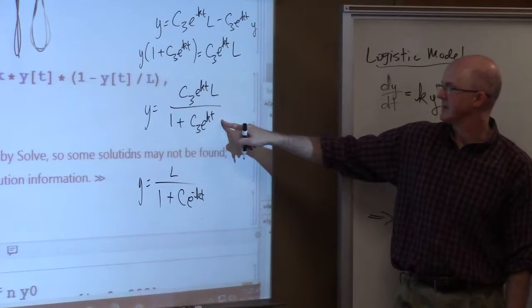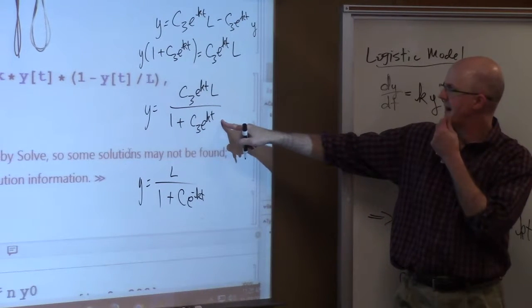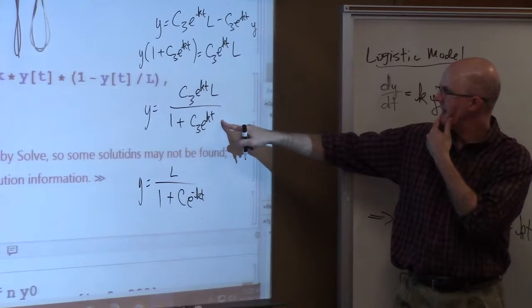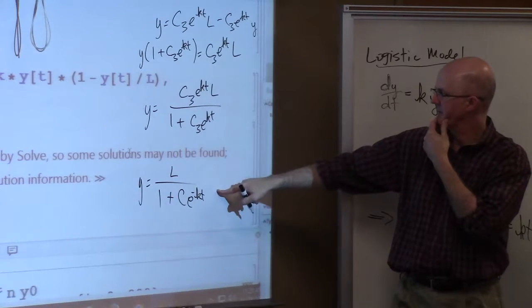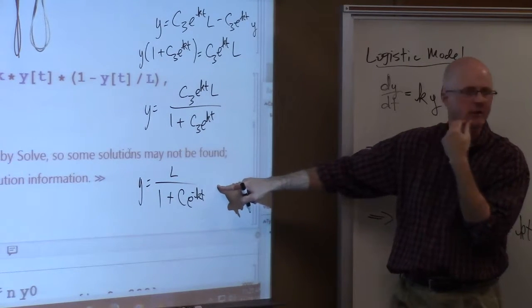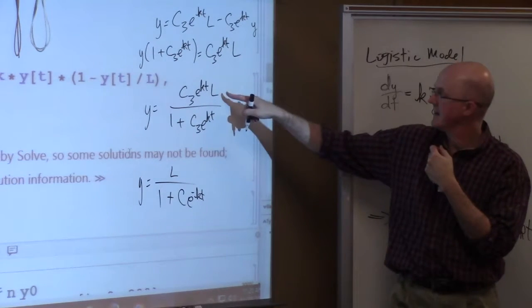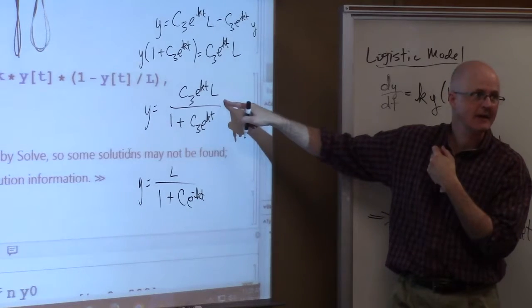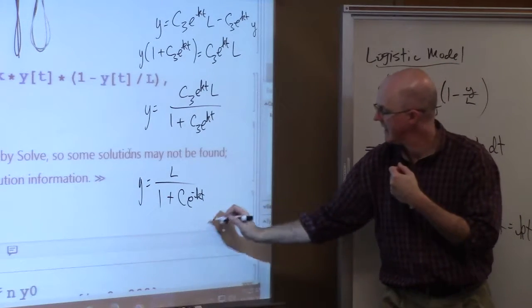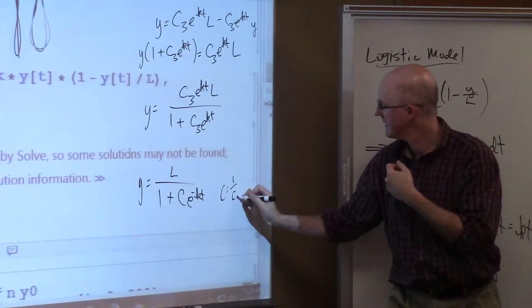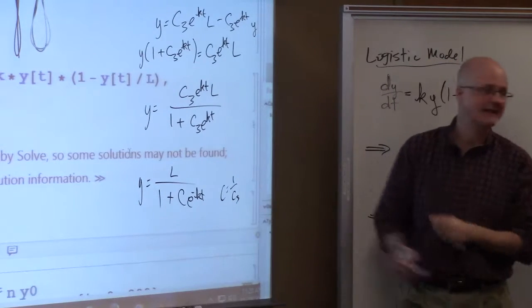Actually, this way is perhaps a little bit more ideal, at least for solving certain initial value problems than this one is. But let's not worry about it. You see again what I did to get from here to here? I divided everything by C3 on the top and the bottom. The C here is really 1 over C3. I also divided everything by e to the kt.